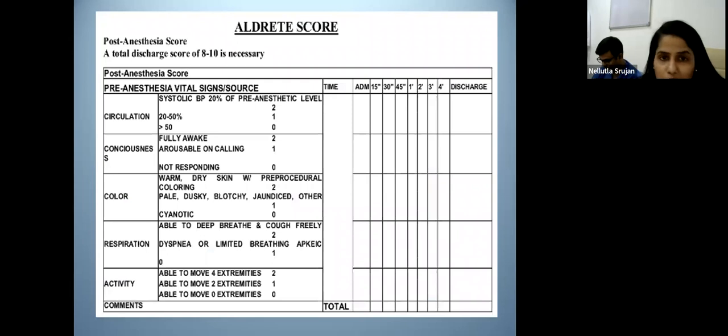Some of the ALRED, this is one of the scales which we follow when a patient is in the OT recovery area. These are some of the parameters we have to look into: circulation, consciousness, color, respiration, activity. These are the 5 components which we have to look into.